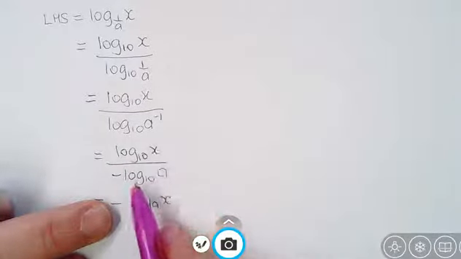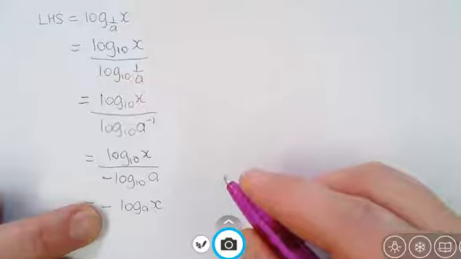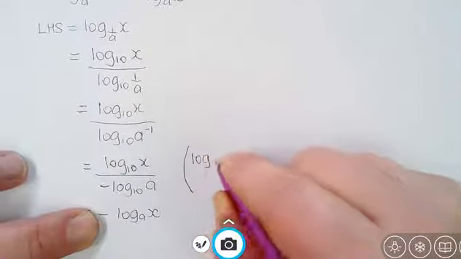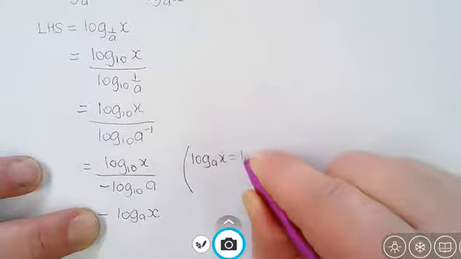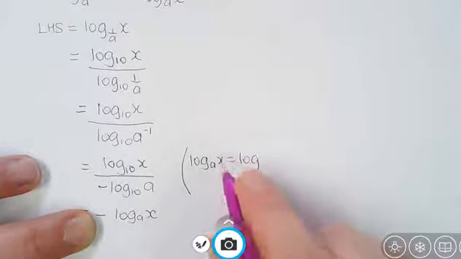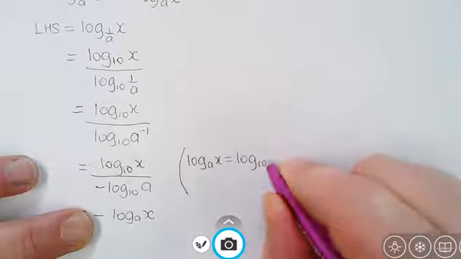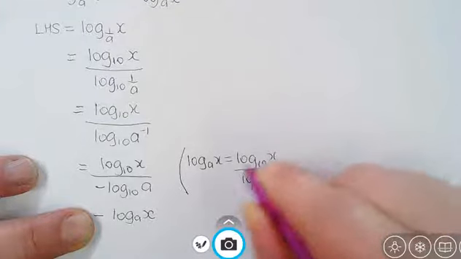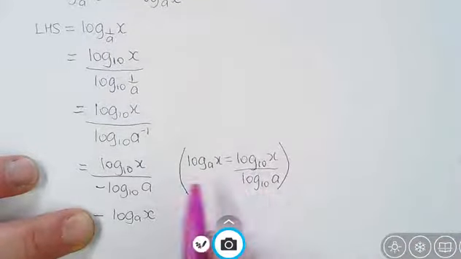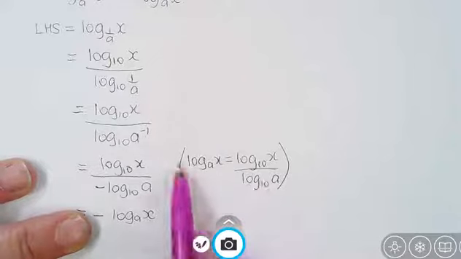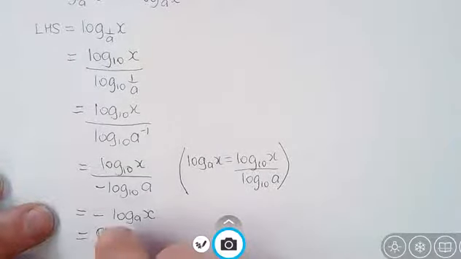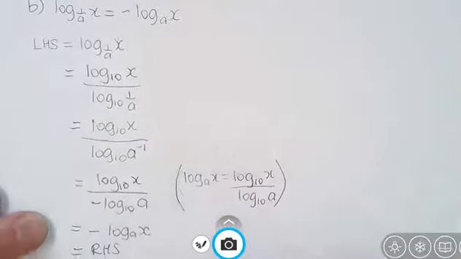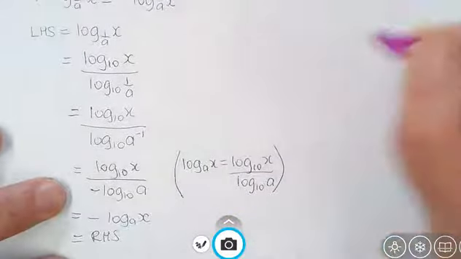Log to the base 10 of x over log to the base 10 of a is really just using the change of base rule in reverse. Now the change of base rule is the following. For example, if I want to write log to the base a of x in log to the base 10, I go log to the base 10 of x over log to the base 10 of a. So I'm just doing this in reverse. So that equals what we're trying to prove, which is negative log to the base a of x. Right, and just another one of those.